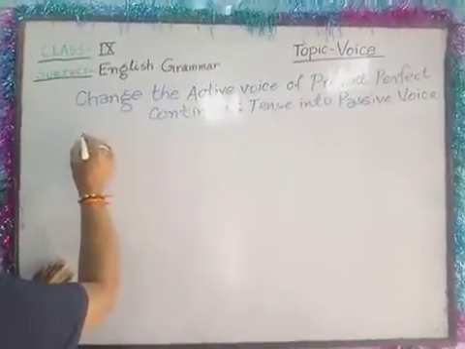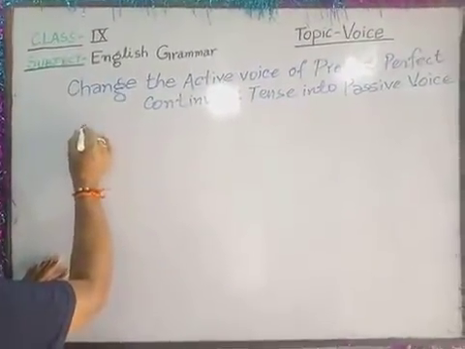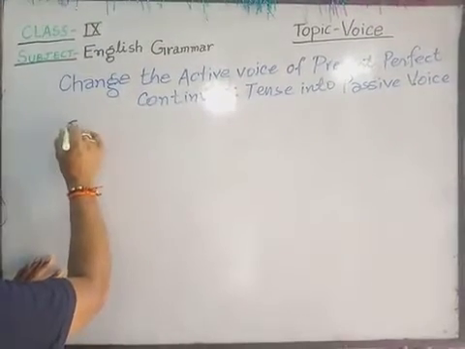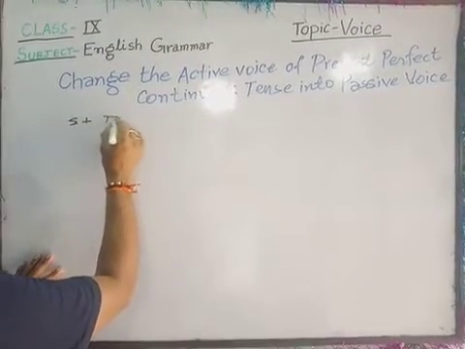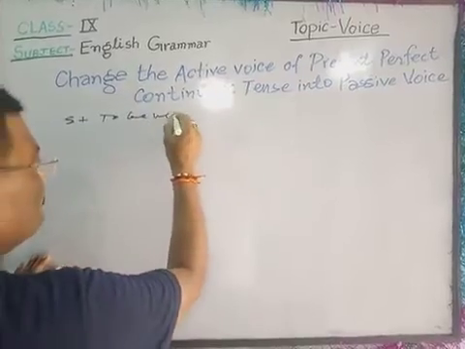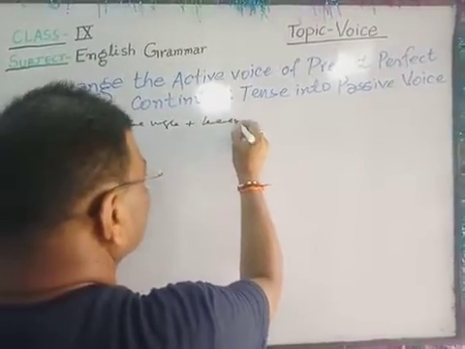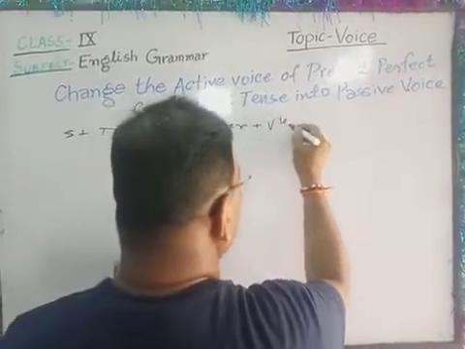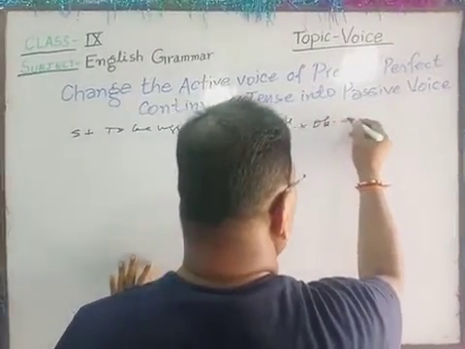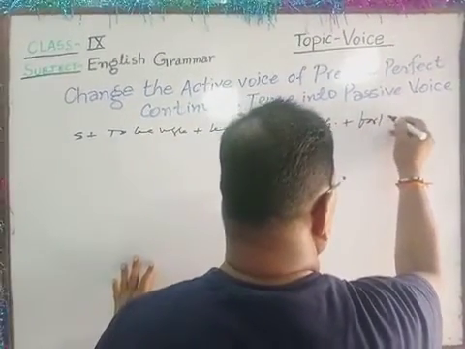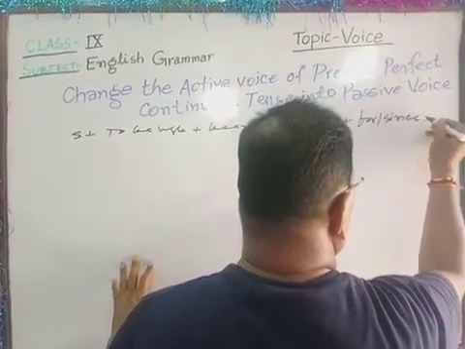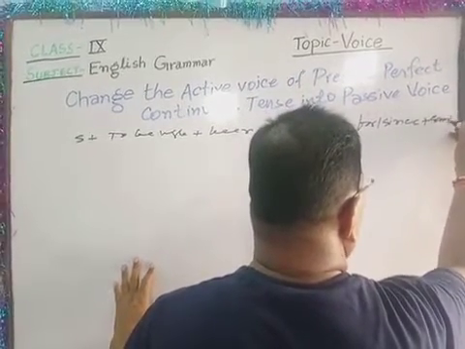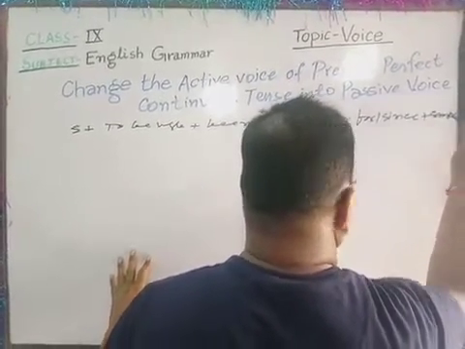So according to structure: subject plus to be verb plus been before object, for, since, then complement, and after complement full stop.